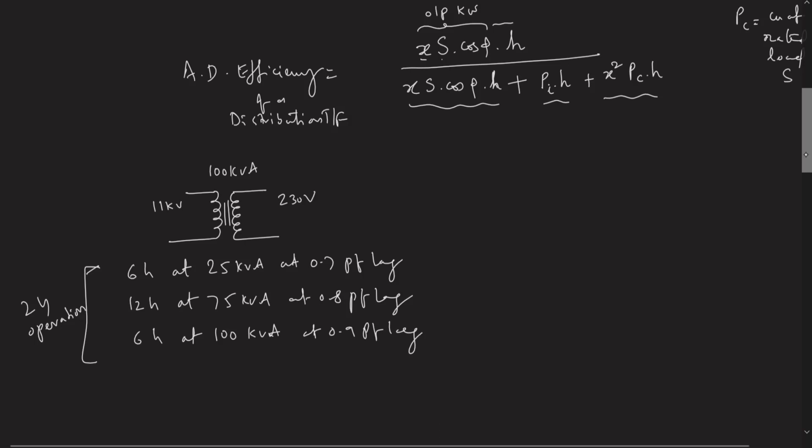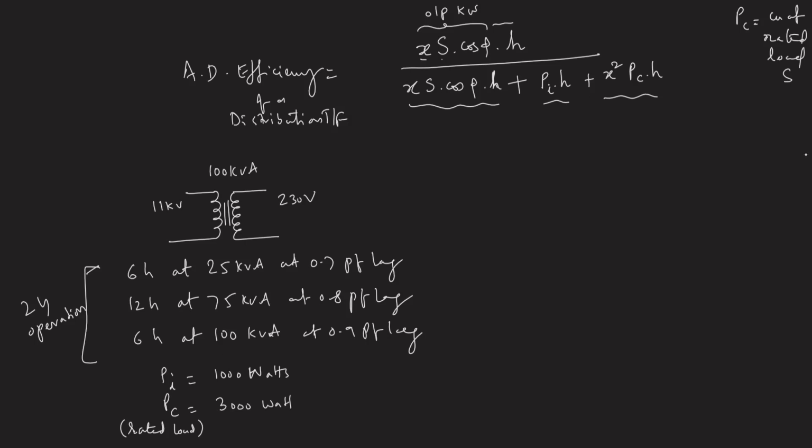I have also given the iron losses of the transformer to be, suppose, 1000 watts, and the copper losses at full rated load, that is 100 kilovolt ampere, let me take 3000 watts. Now under this condition, if I want to calculate the all day efficiency for 24 hours of operation, how would I do it?